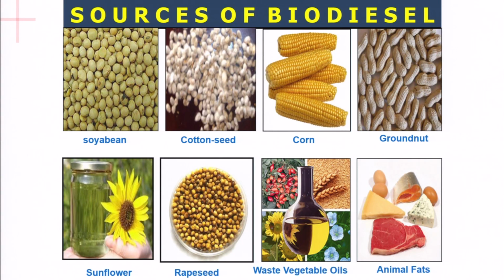It can be used for heating and cooking purposes, it can be used for electricity, and it can also be used in vehicles as a transportation fuel. So some of the sources of biodiesel are the soybean seeds, the cotton seeds, the corn, groundnut seeds, the sunflower, rapeseed, waste vegetable oils, animal fat. So all these are obtained from the ground, very renewable in nature, biodegradable in nature and environmentally friendly.